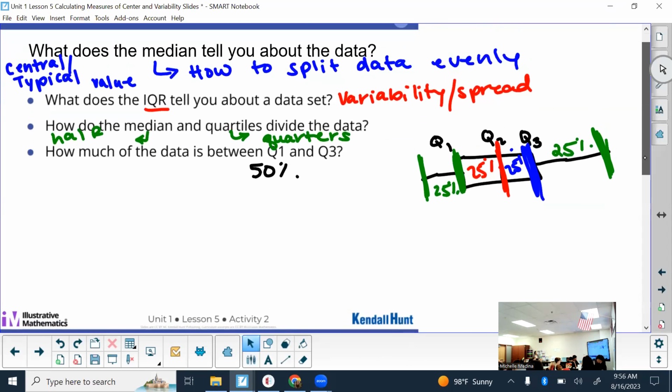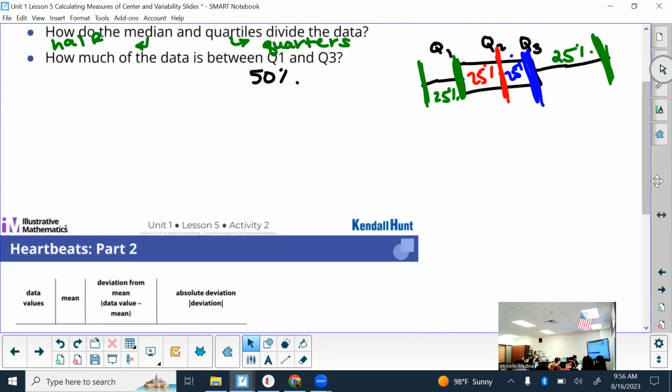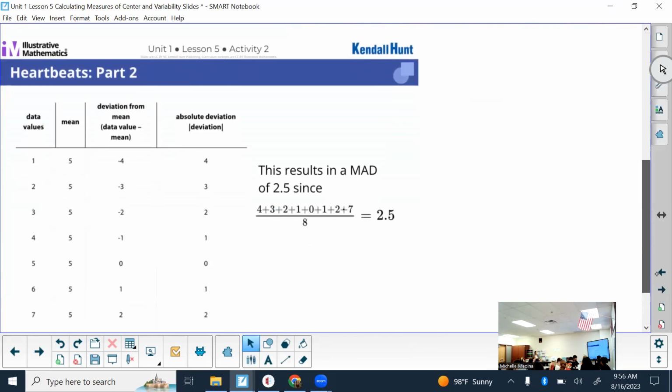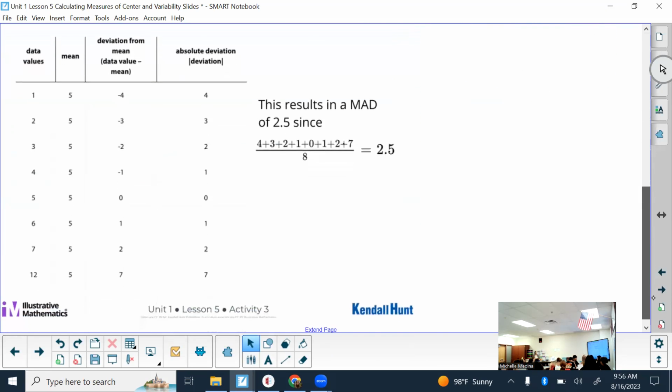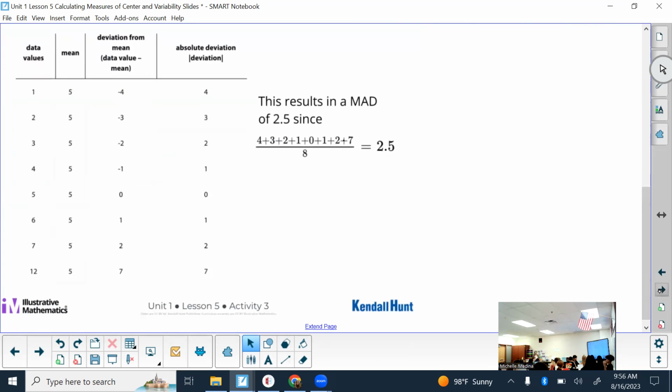Okay, so next part. Now we mastered 3 out of the 4 things. The last thing we need to talk about is mean absolute deviation. So this is not on your paper. You will do it for the data set about the heartbeats in a little bit. This is not the same data. Okay, this is a different set of data. Just follow along and pay attention because it is a long process. I'm not gonna lie.